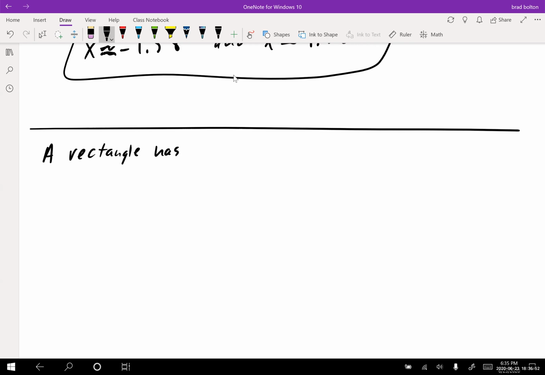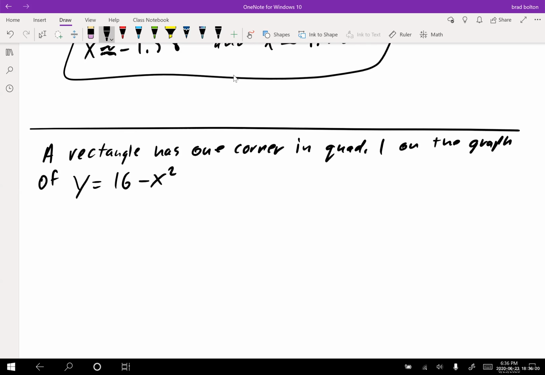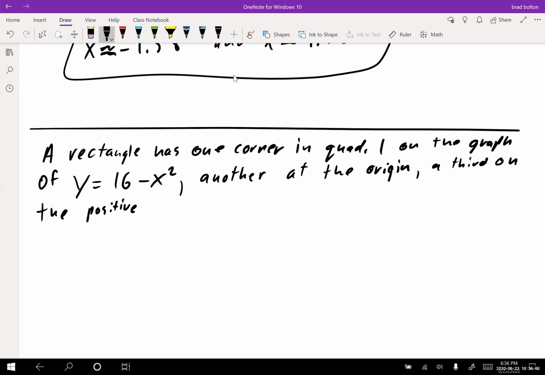has one corner. So this isn't the one, this is the one from your book. I actually use a different one in my calc class, but we'll try to work with this one. A rectangle has one corner in quadrant 1 on the graph of y equals 16 minus x squared. Another at the origin, a third on the positive y-axis.